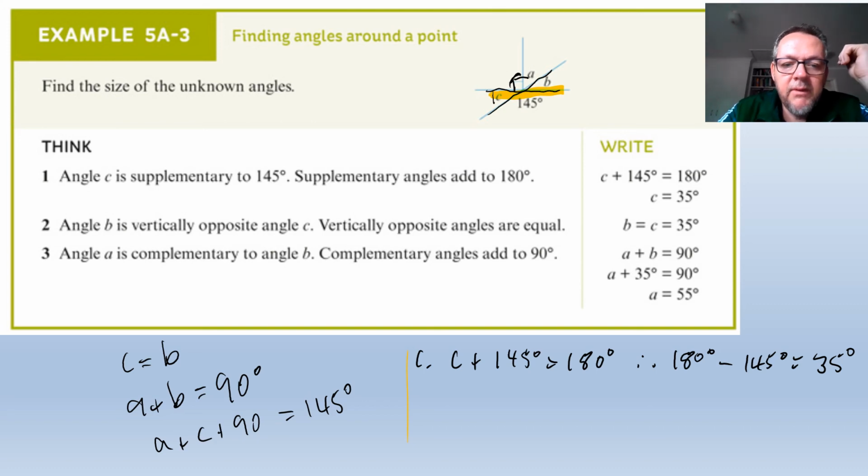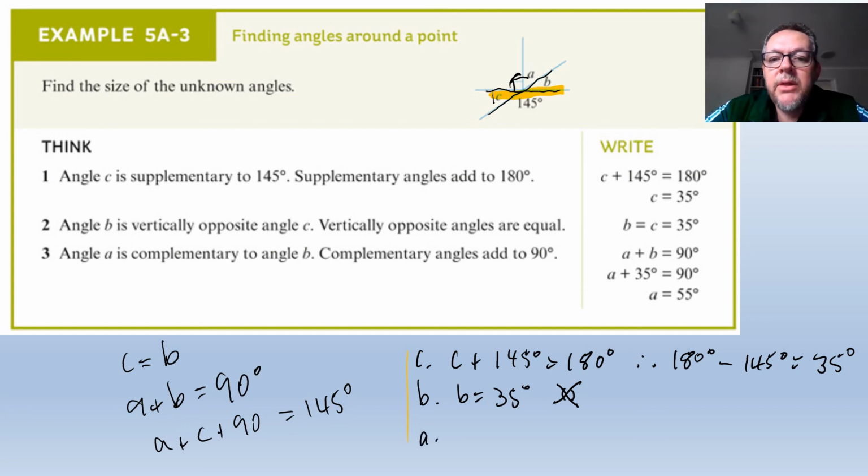So let's now have a look at B. We know that C equals B. And so we just say, well, B equals 35 degrees. And we might just write the symbol like that. So we'll just say, well, that's a vertically opposite angles are equal symbol. And let's have a look at A now.